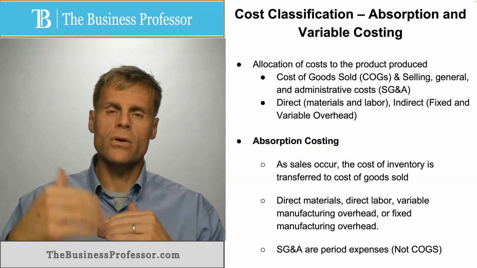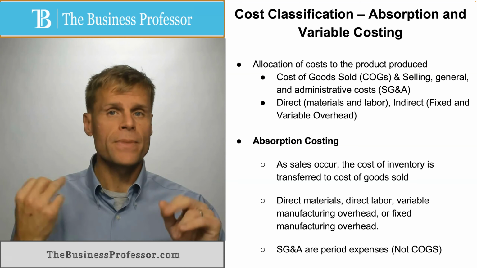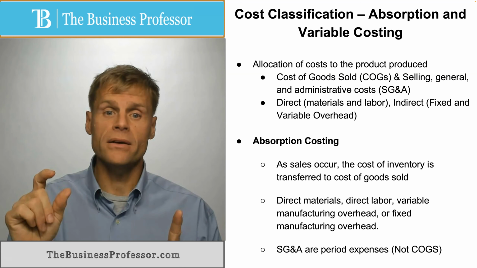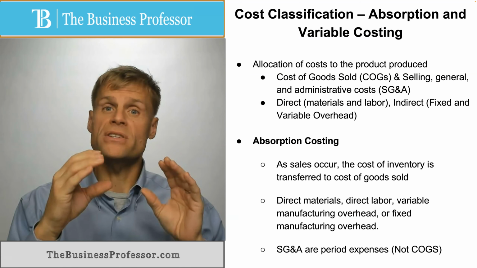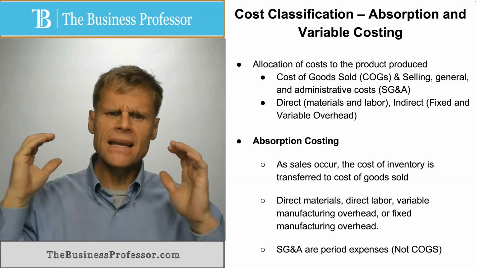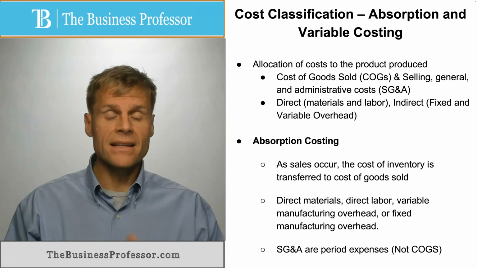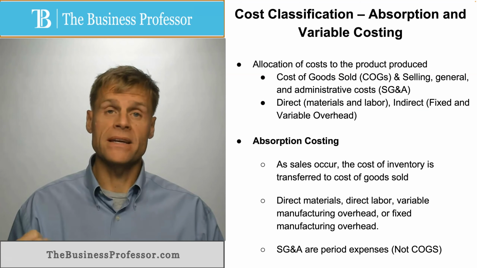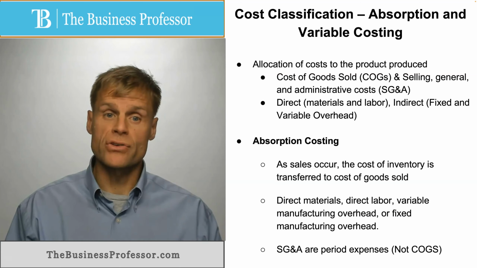Okay, so everything that goes into making the product, all the direct materials, all the direct labor, all the variable manufacturing overhead, that's the manufacturing overhead that changes as you produce the product, or fixed manufacturing overhead, that's some percentage of the total overhead that is allocated to that product, is allocated there to cost of goods sold. Anything that's not allocated to cost of goods sold is treated as a period expense for what we call SG&A, your selling, general, and administrative expenses.